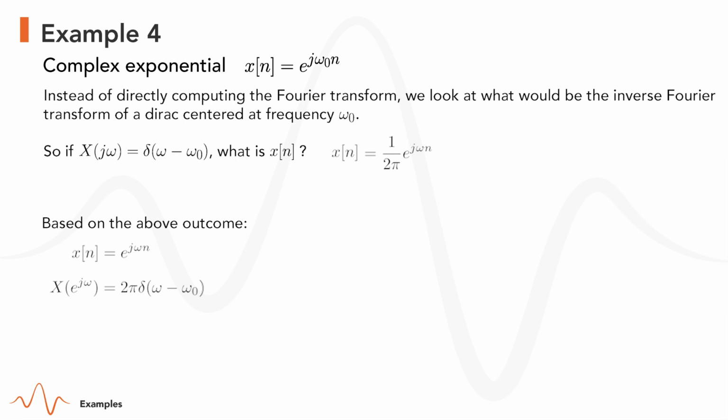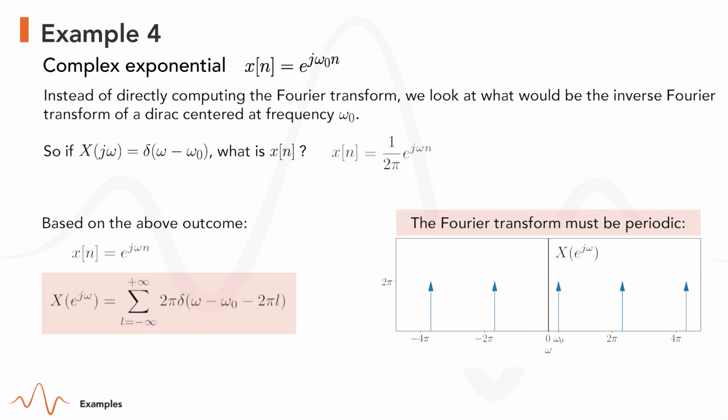Now, since the discrete-time Fourier transform must be periodic with period 2 pi, we have to repeat this Dirac in the intervals from 2 pi until 4 pi, from 4 pi until 6 pi, from minus 2 pi until 0, etc. So that we obtain a periodic signal with period 2 pi.